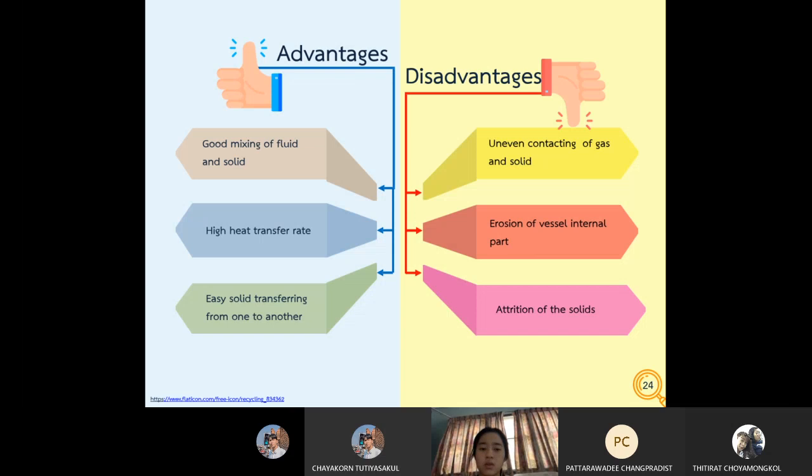As for the disadvantages, there are uneven contacting of gas and solid, erosion of vessel internal parts, and finally interaction of solids.